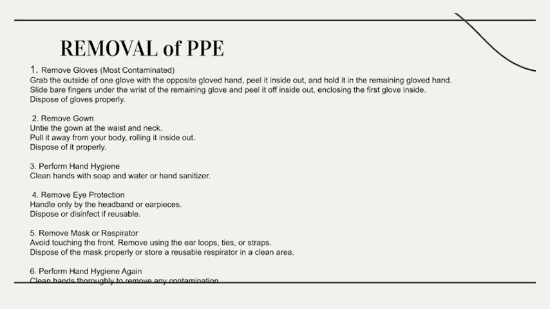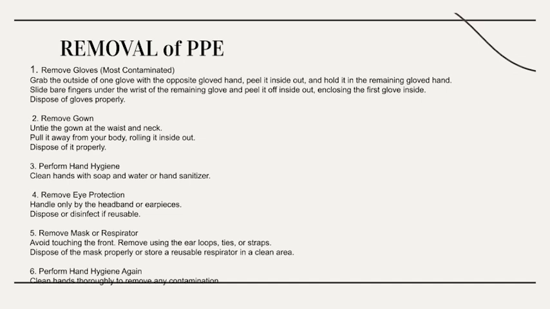Removal of PPE. Remove gloves, which are the most contaminated. Grab the outside of one glove with the opposite gloved hand, peel it inside out, and hold it in the remaining gloved hand. Slide bare fingers under the wrist of the remaining glove and peel it inside out, enclosing the first glove inside. Dispose of the gloves properly.